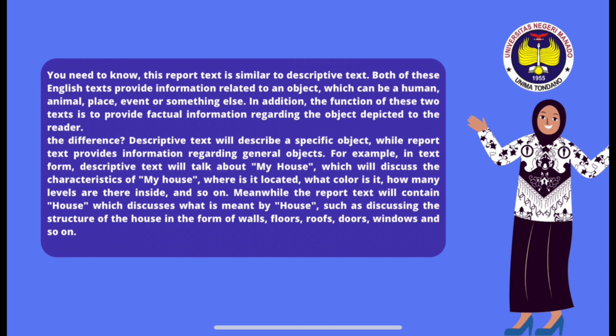For example, descriptive text will talk about my house, which will discuss the characteristics of my house: where it's located, what color it is, how many levels there are inside, and so on. Meanwhile, the report text will be about house, which discusses what is meant by house, such as the structure of the house in the form of walls, floor, roof, doors, windows, and so on.